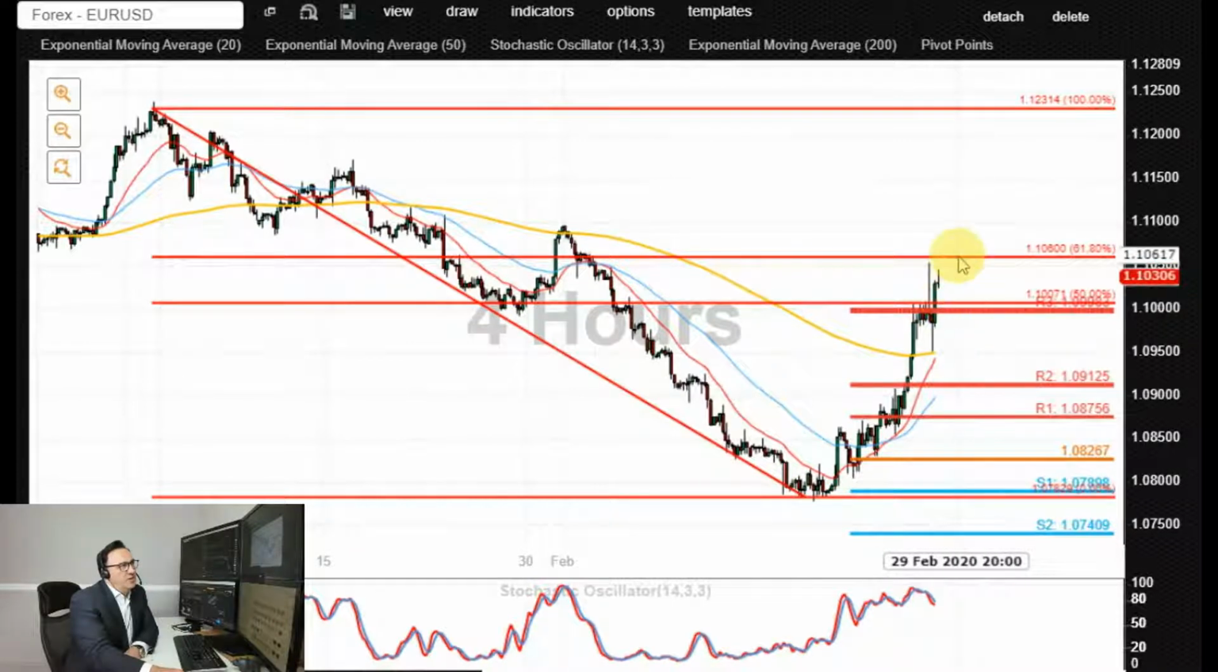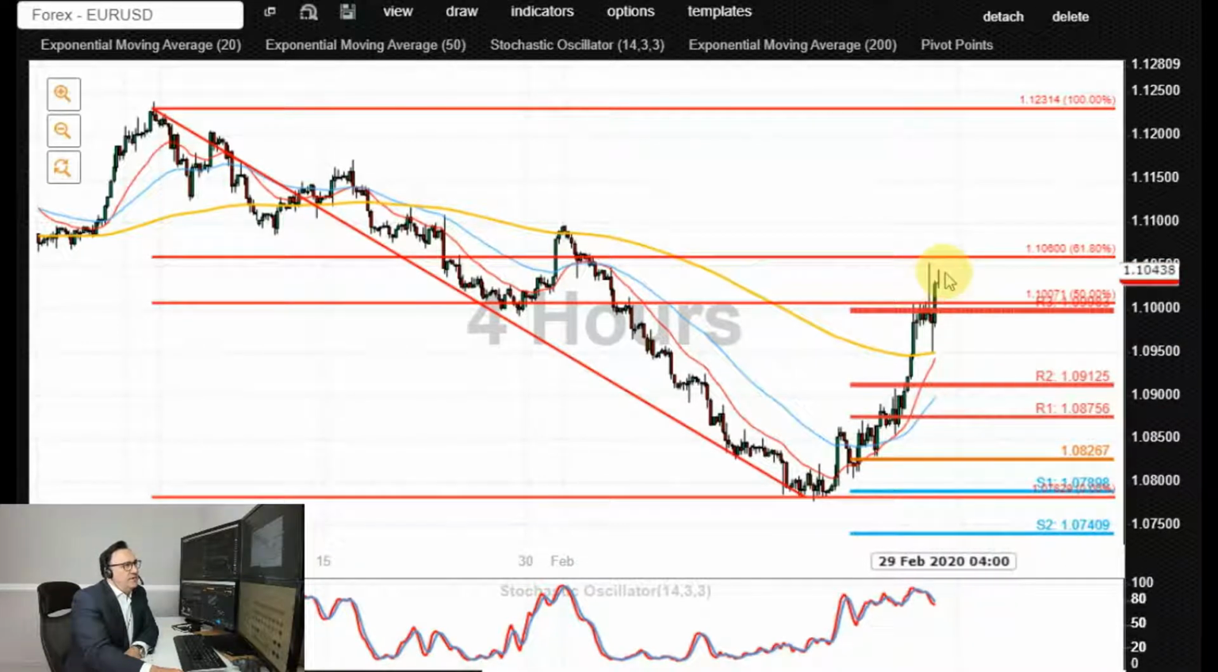potentially opening the way for an extension to the downside from either the 50 or 61.8 fib retracement, which was identified with this 31st of December swing high all the way to the current swing low. So the extension to the downside towards initially 1.0950, and confirmed loss of that level could open the way for a deeper retracement to the downside towards 1.0870, 1.0850, 1.0820.